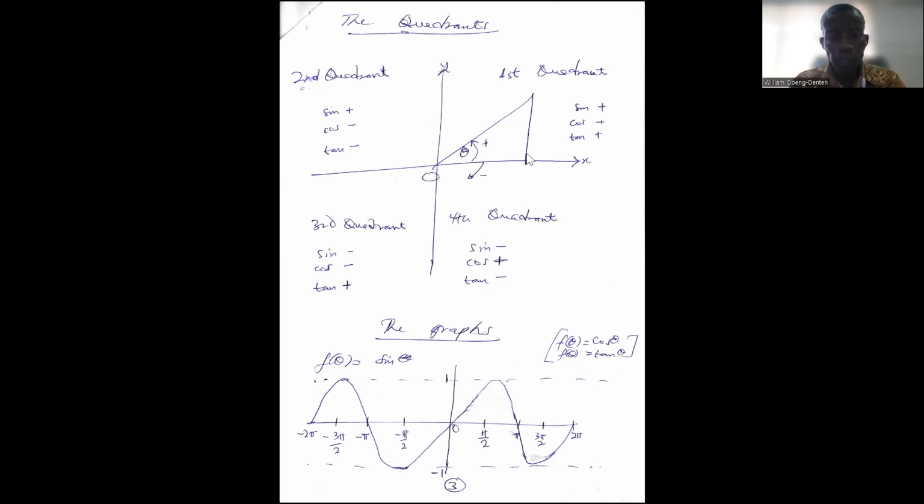Today we are dealing with the quadrants and the graphs. If we look at this figure, this portion is called the first quadrant. And then we could see that if we consider this right-angled triangle, we have 90 degrees here, so it makes it a right-angled triangle.